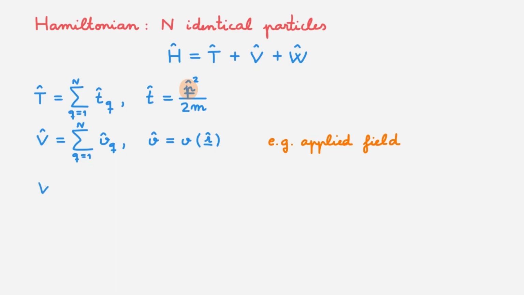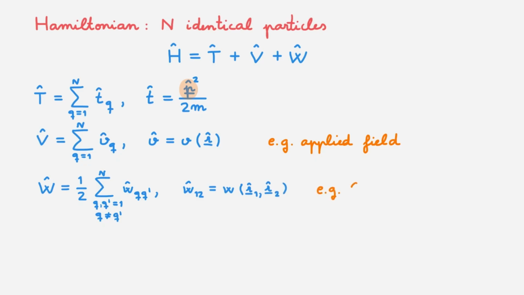The pairwise interaction term W is a two-body operator, and we can write it down in the usual form. And the associated two-particle operators W are in general functions of the position operators of the two particles. The most common type of pairwise potential is the Coulomb interaction between charged particles, for example between electrons. But there are also other possibilities, for example the Yukawa potential, first introduced to describe the interaction between protons and neutrons in the atomic nucleus.